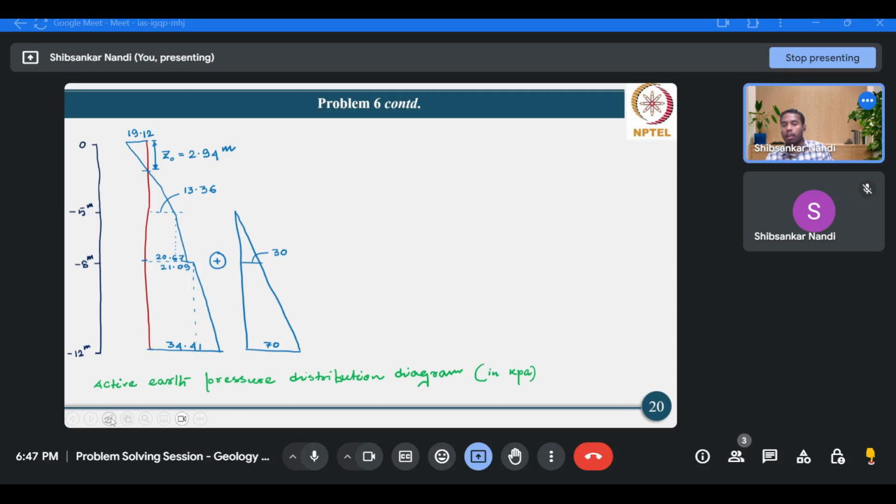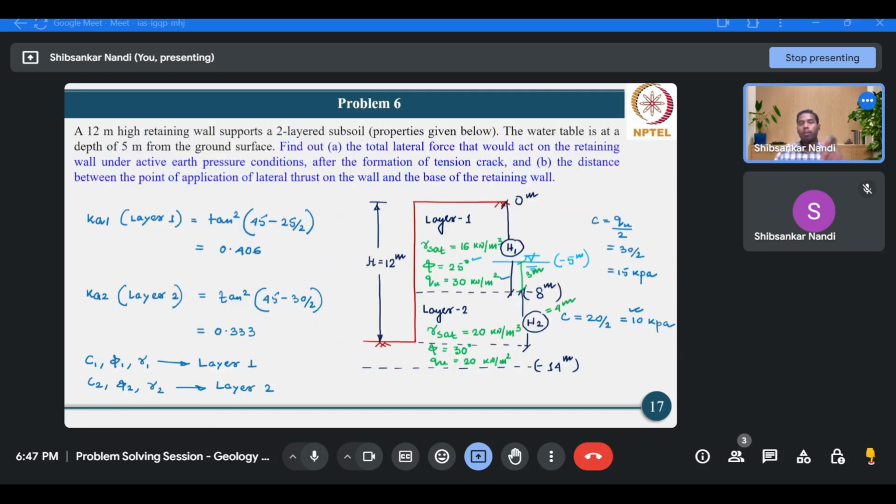kPa. Okay. Now we'll go back to our problem statement, because we have to ultimately answer these two questions. The first one is we have to calculate the total lateral force that is acting on the wall under active earth pressure conditions after the formation of tension crack. And the second question, we have to calculate its line of action from the base of the retaining wall.